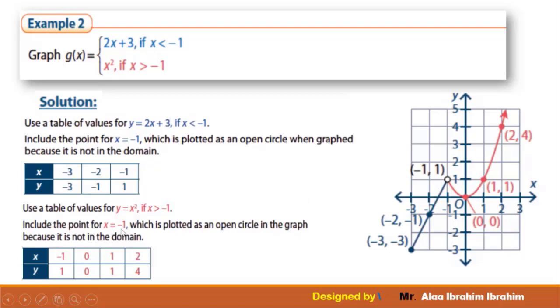for x equal negative 1, which is plotted as an open circle. I put it as open because it's not included. I put it as included, but it's not included. Make it an open circle.